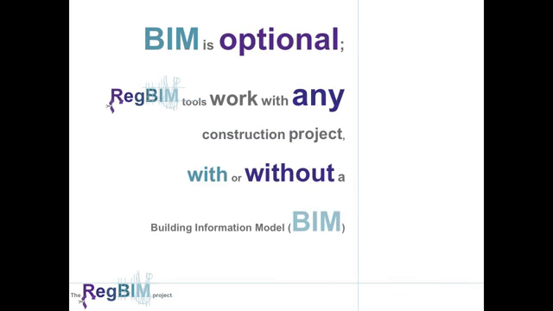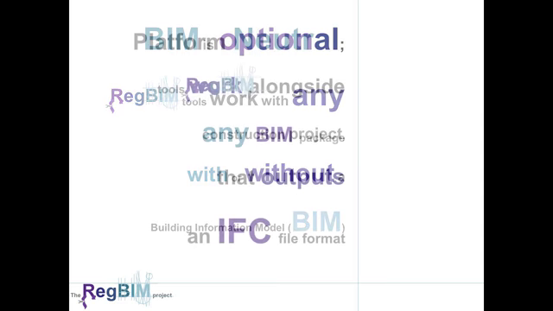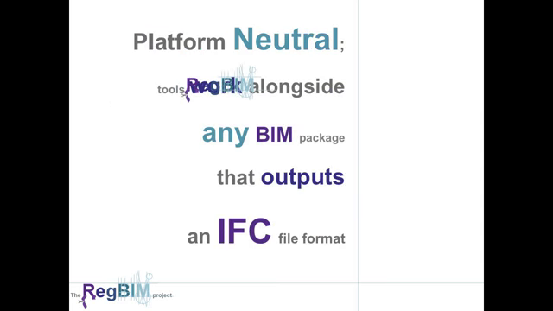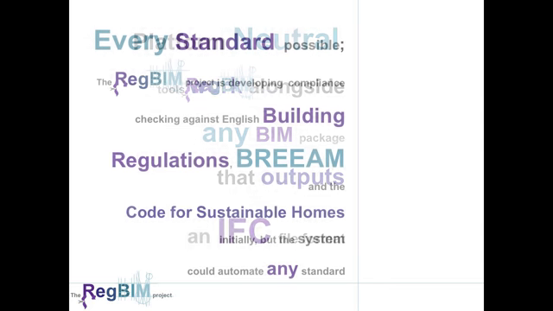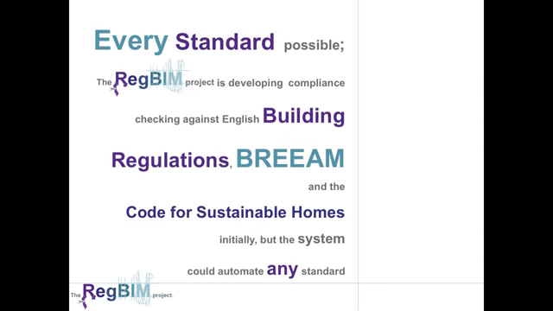The RegBIM project's stated goal is to automate regulation and standards compliance checking as far as any individual project will allow. The intention is that building information models are optional and that you can use the RegBIM output with any construction project, whether or not you have a BIM. RegBIM is platform neutral and works on an IFC file format which can be outputted by any of the major BIM authoring software. In principle, RegBIM can automate any standard or compliance check, but the project has initially started looking at English building regulations, BREEAM and the Code for Sustainable Homes.